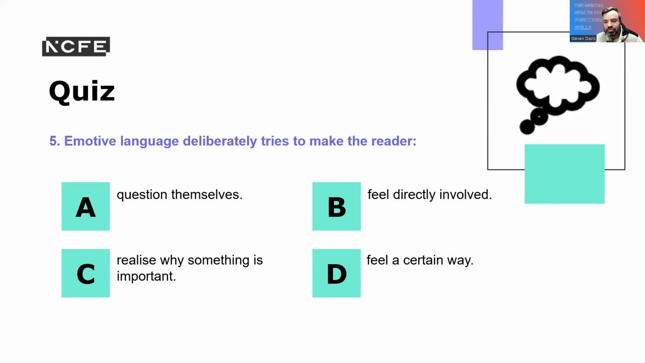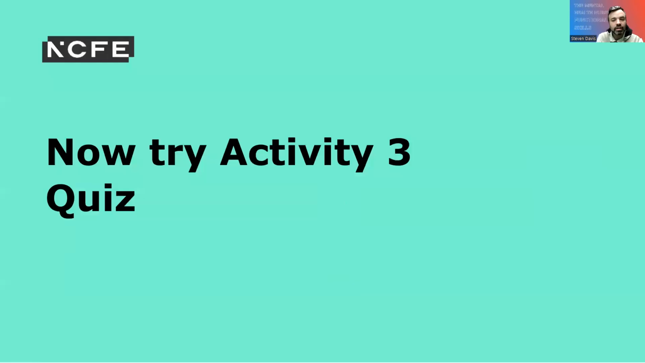Emotive language deliberately tries to make the reader question themselves, feel directly involved, realize why something is important, or is it trying to make them feel something? I think it's D, right? Make them feel a certain way. Good. So let's stop there and try activity 3. Once you've done that, let's come back. So pause, do activity 3 and come back.